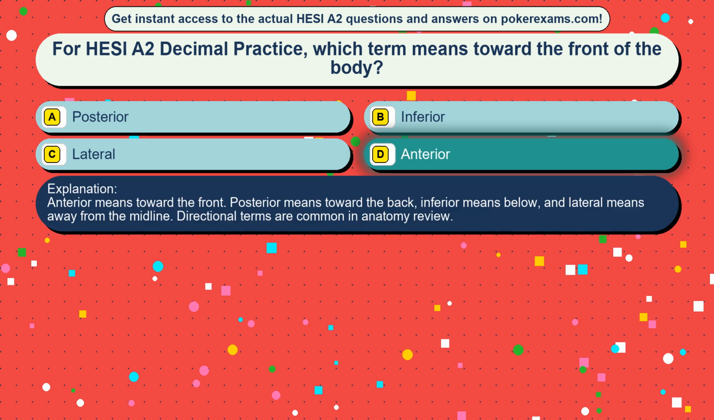Anterior. Anterior means toward the front. Posterior means toward the back. Inferior means below. And lateral means away from the midline. Directional terms are common in anatomy review.